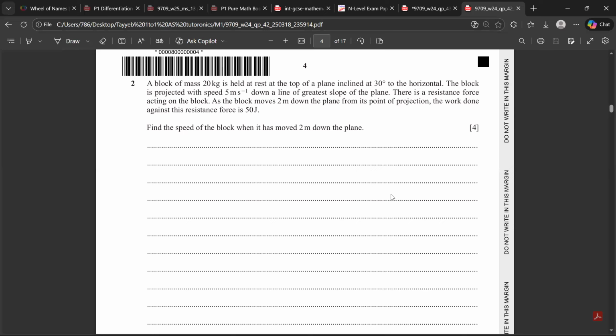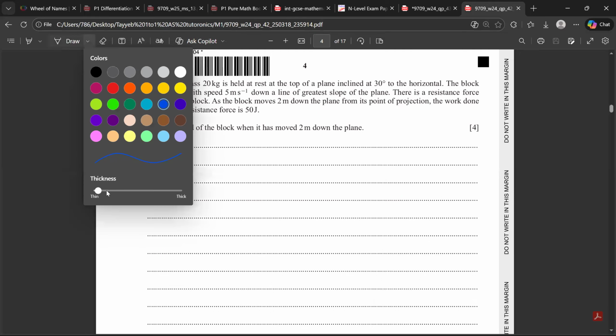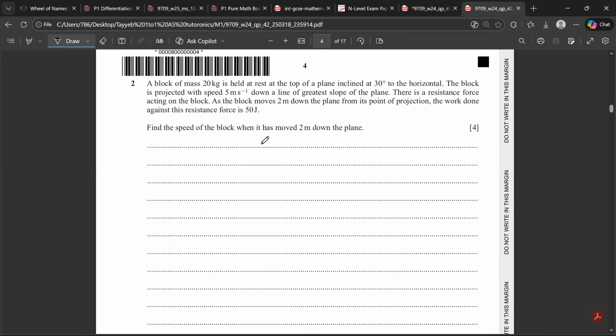Okay, Tayyab, I have solved it. Yes, tell me, please, your answer. I'm getting 4.6. Okay, that's incorrect. Can you tell me the working, please, from the start, how you did? Or send a photo of your working.